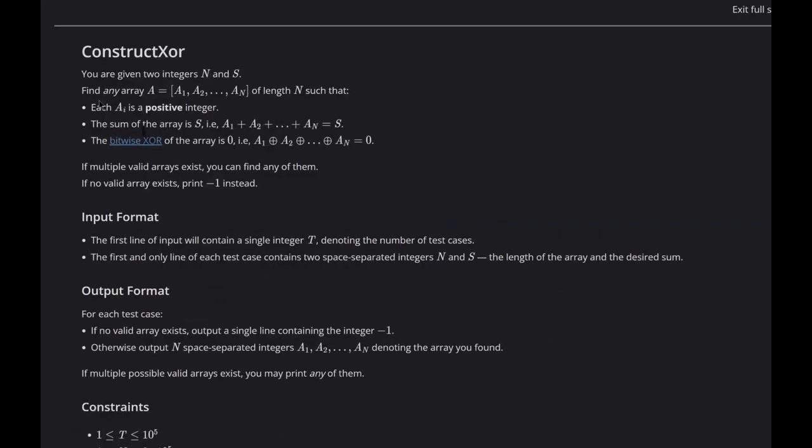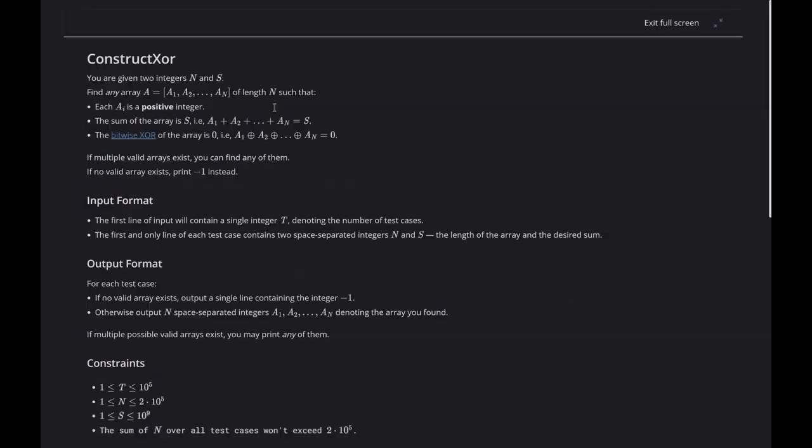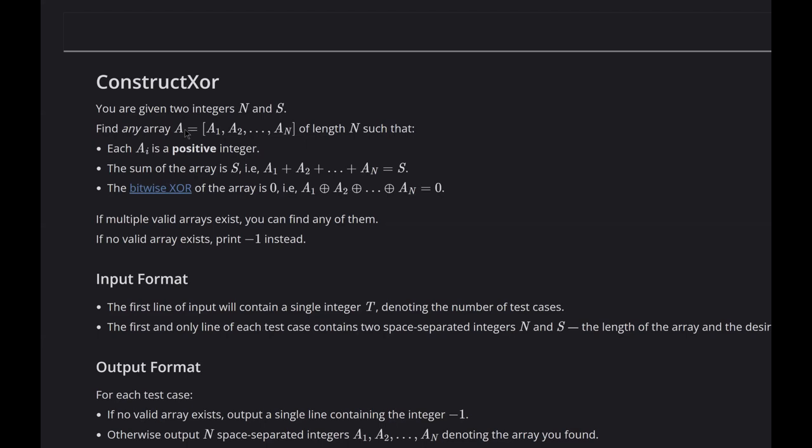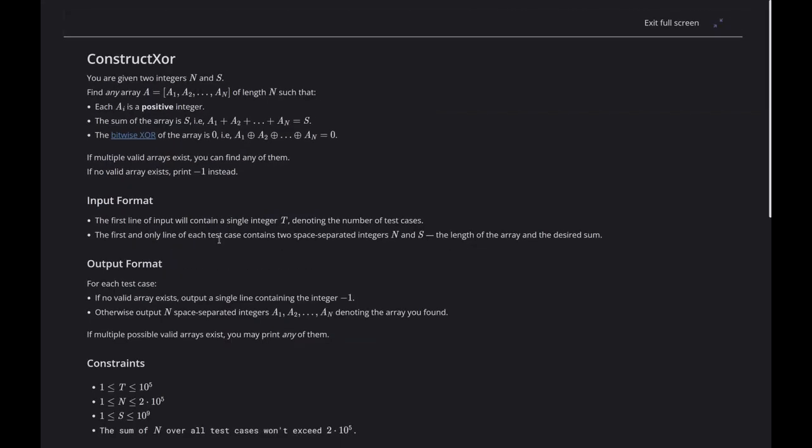Okay, so let's start. You have been given two integers n and s. You have to find any array A of length n such that each A_i, each and every element of the array, should be positive, that means greater than 0. The sum of the array should be equal to s, the integer given to us. And the bitwise XOR of all the elements should be equal to 0. If there are multiple such arrays, you can print any one of them, and if there are no valid arrays, you can print -1.